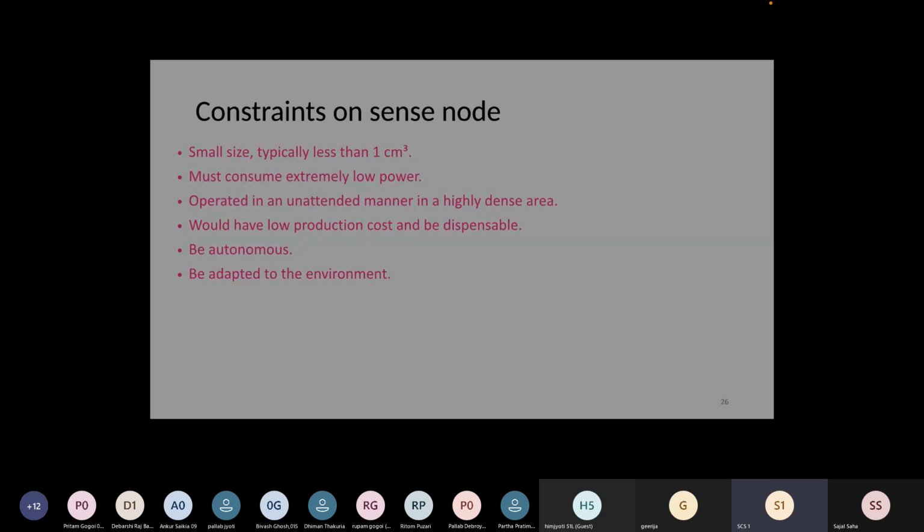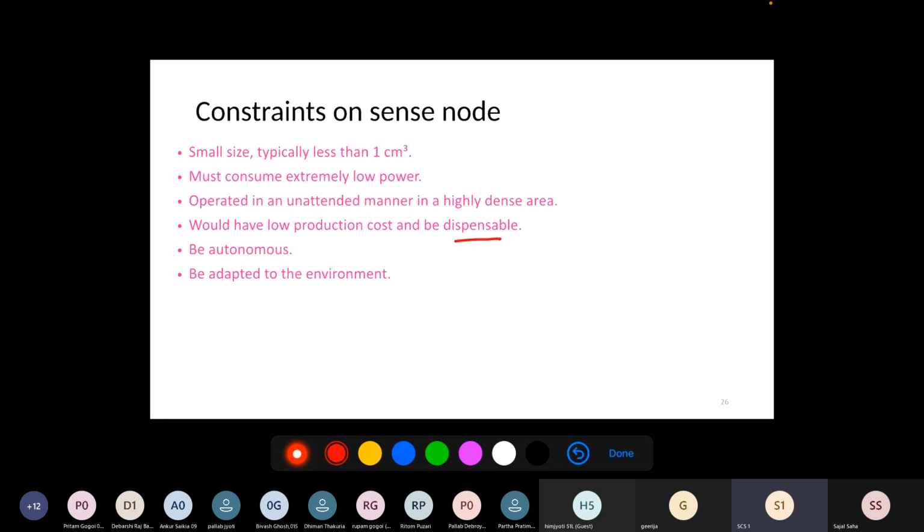We have to spray it, and another thing is that it is disposable. Means after using it, we have to throw it, because when the battery gets drained, it is not possible to replace the battery. So we have to dispose of it. And another is that it should be autonomous also. Autonomous means that if any problem happens with those sensor nodes, there is no way to fix them, so we have to replace them.